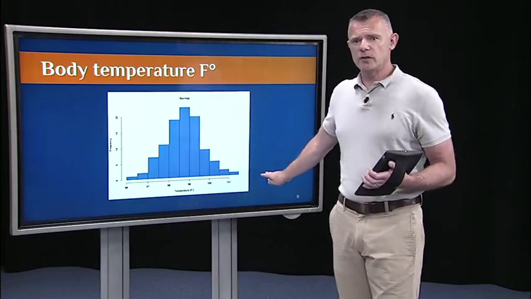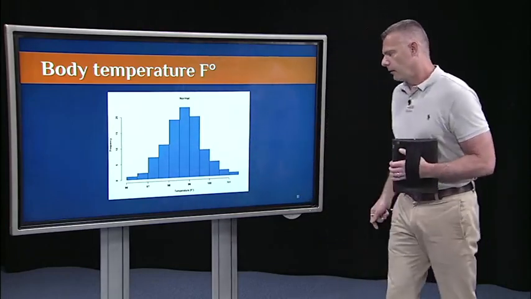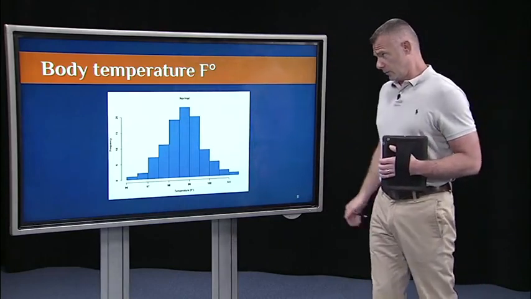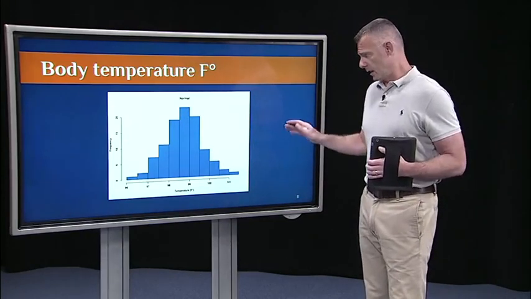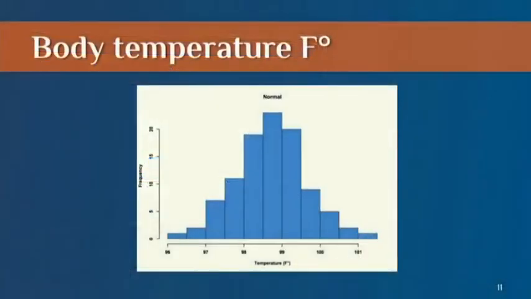So here's a histogram. This is from way back in the lecture on distributions. This is a histogram of body temperature in degrees Fahrenheit. It's a normal distribution. If you're not used to Fahrenheit, the normal average body temperature in Fahrenheit is 98.6. And you can see that's like right about here. So this is a nice normal distribution.